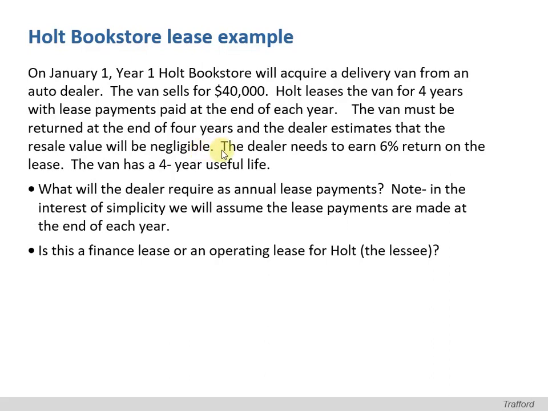The last piece of information that we need to know here is that the dealer needs to earn a 6% return on this lease. So I'd like you to consider a couple of things here. What would be the annual lease payment that Holt Bookstore would need to make to the dealer? What would be the payment that would be the right amount to pay for this $40,000 van and provide the dealer with 6% annual interest?